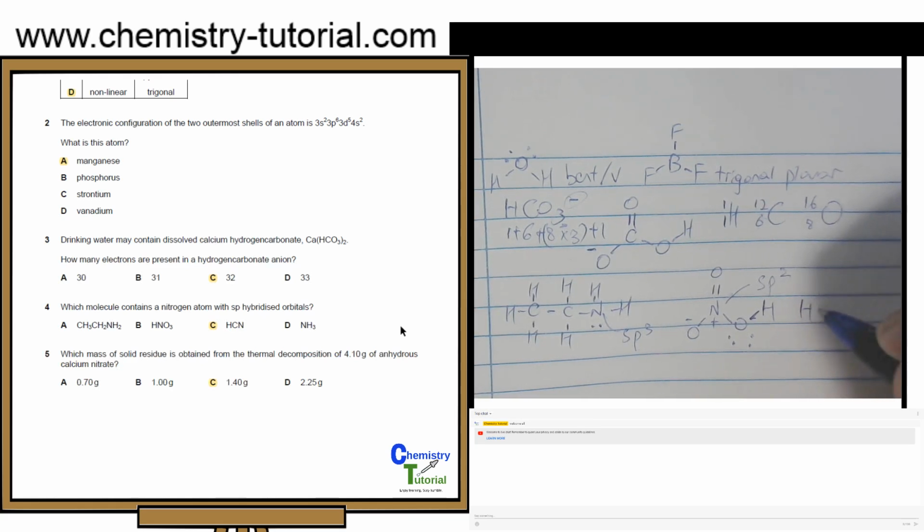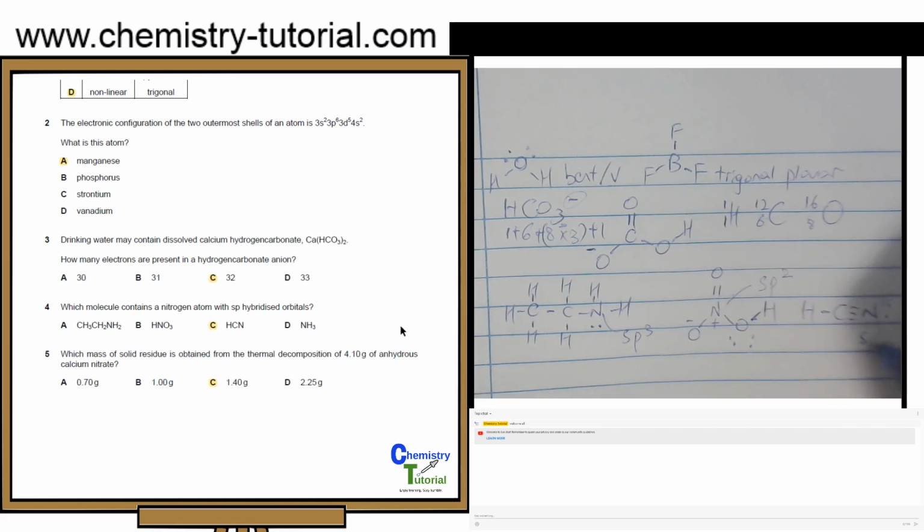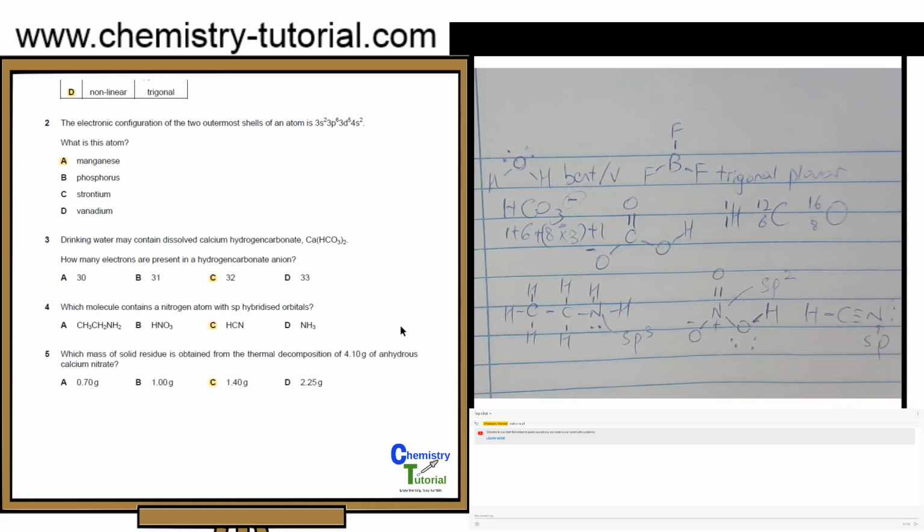HCN. So for nitrogen itself, there are 2 electron regions. Now, although this is a triple bond, we still consider it as 1 electron region. So 1 electron region, 2 electron regions, so sp hybridized because 1 plus 1 is 2, so 2 electron regions, sp hybridized. Therefore, the answer is option C.